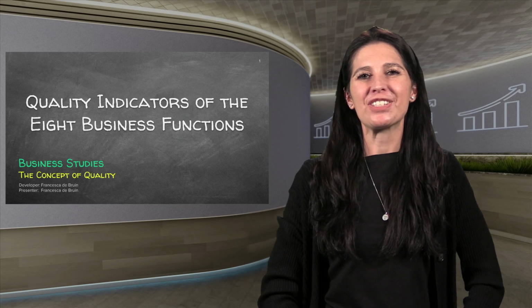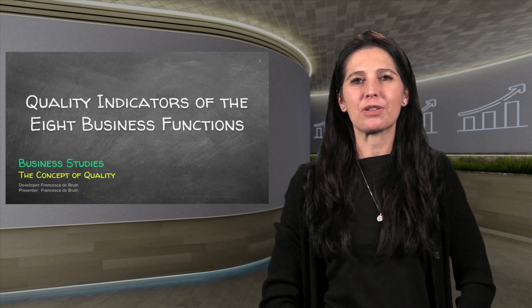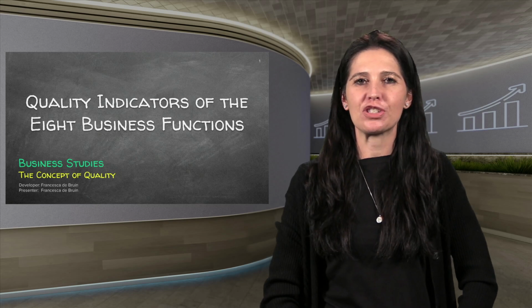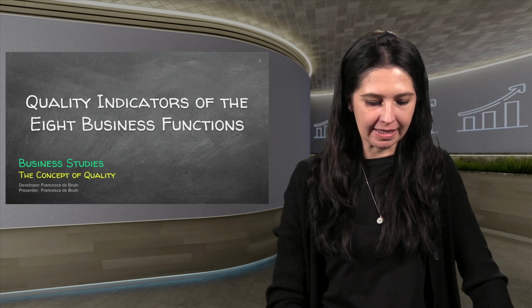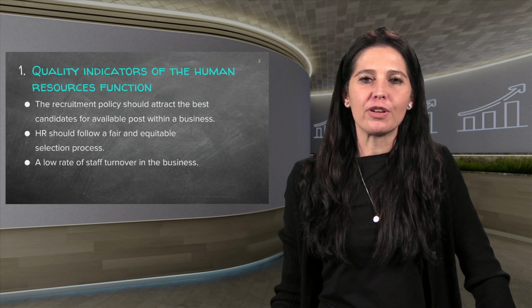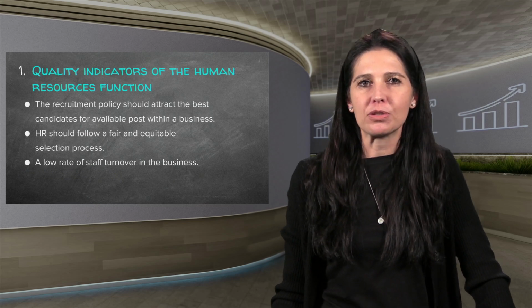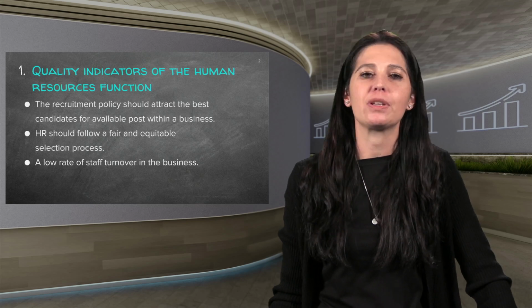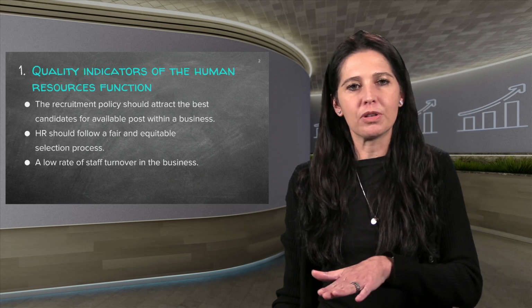Hi everyone. Today we are going to be looking at the quality indicators in relation to the 8 business functions. So with our first one, we're going to look at the human resources function. So what can we do in terms of quality and human resources?